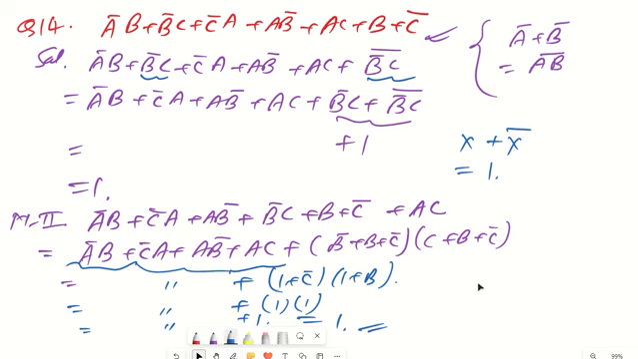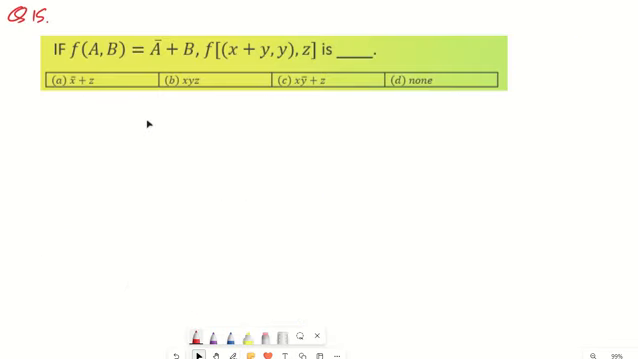Good. So let us take another question. Alright, this is the question. It was asked in CS 2002, computer science. So the question is, if my function of a, b is equal to a bar plus b, what will be the value of function of x plus y comma z, okay? Which of the following options are correct?